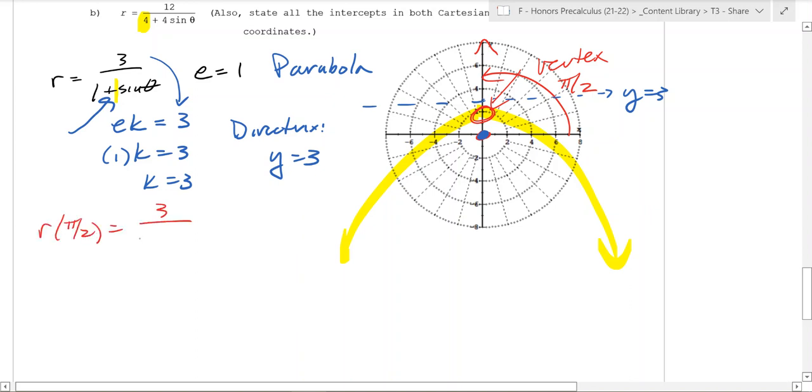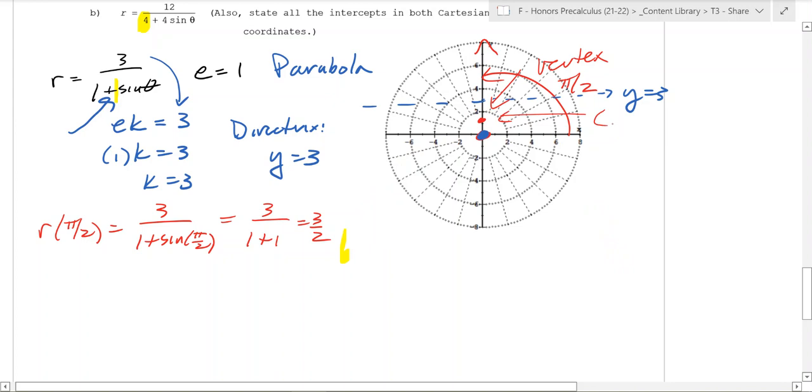Well, that's 3 over 1 plus sine of pi over 2. So what's that going to be? That's just going to be 3 over 1 plus 1, which is 3 over 2. So that point right there, it's a little bit lower. It turns out to be 1.5. So when we graph this, this is 1.5 right there. So that point right there is 1.5 comma pi over 2, and that's in polar form. And it's going to go down like this.